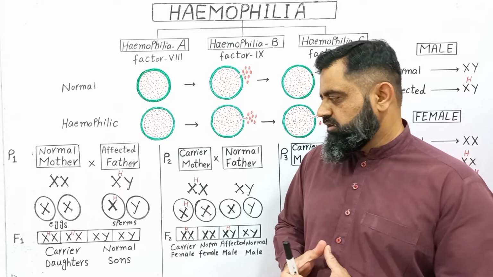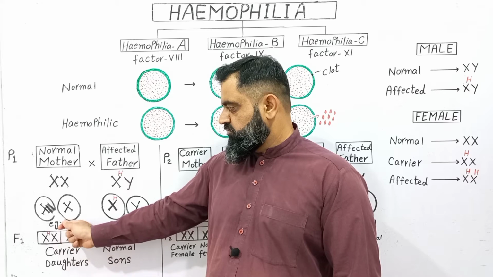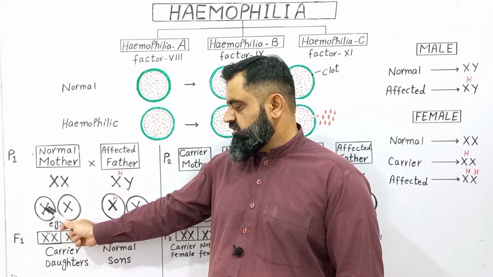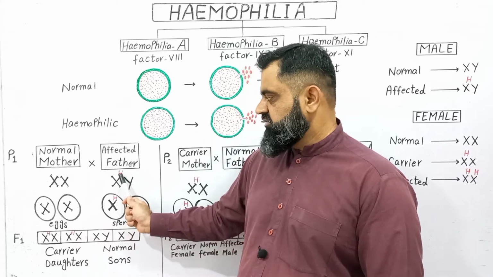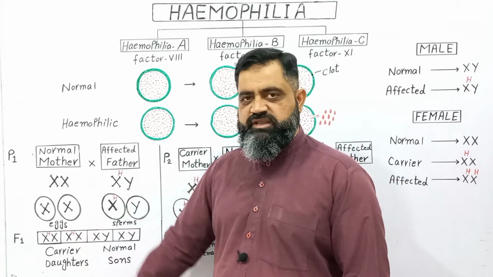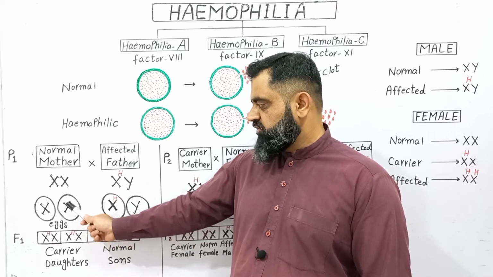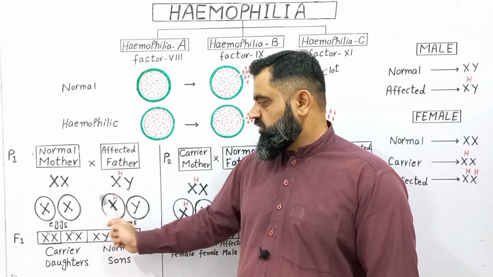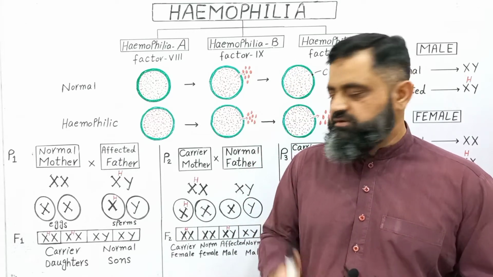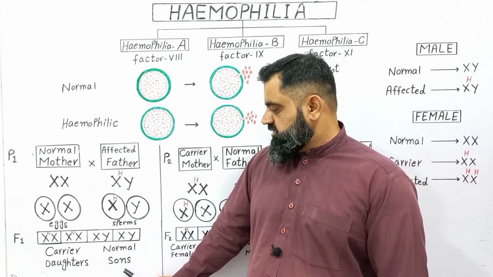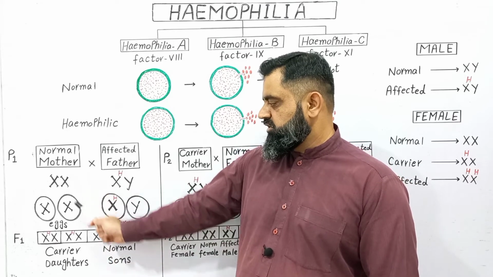If we look at the daughter, the first daughter received X chromosome from her mother, which is normal, and second chromosome she received from father, which is hemophilic, so she becomes carrier. Second daughter also received same chromosome, one from mother which is normal and one from father which is hemophilic. She also becomes carrier.